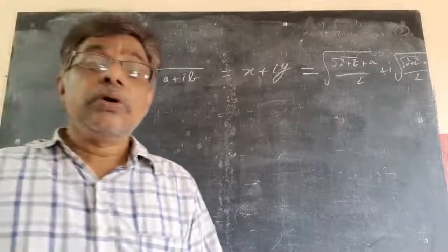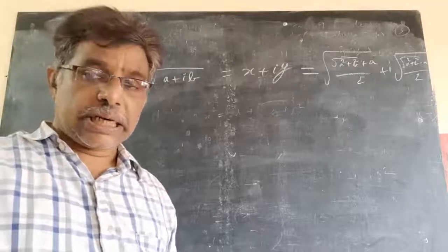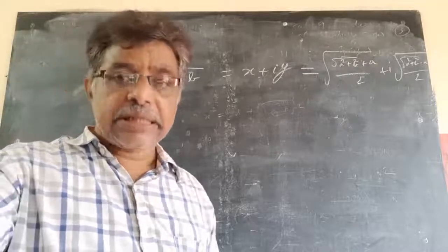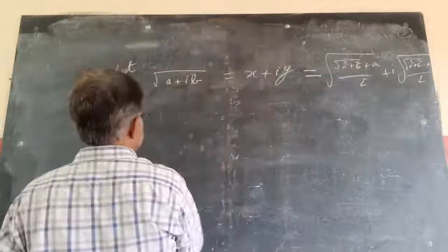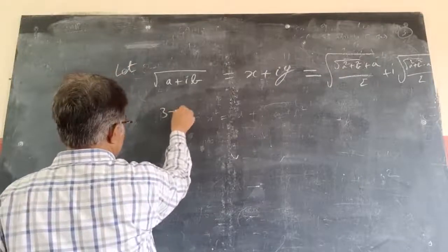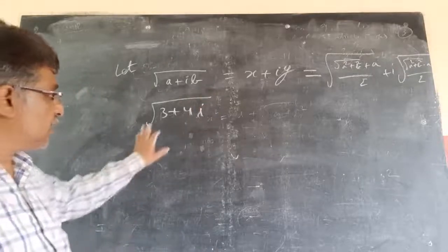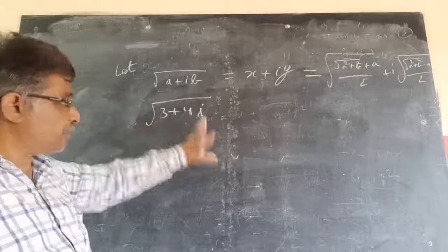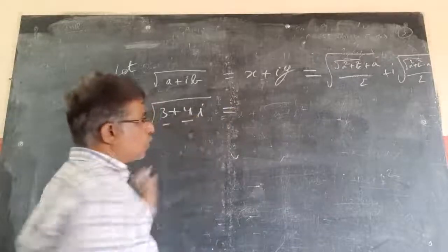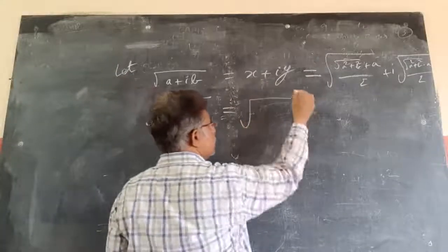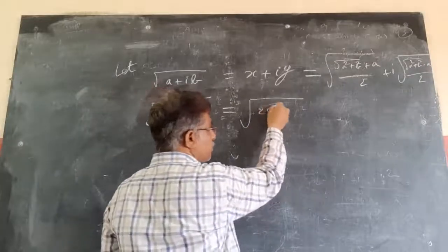Now we'll do one sum so that you can understand easily, and then we'll close this exercise. The sum is: find the square root of 3 plus 4i. So I can use the formula directly. a is 3, b is 4. Apply the formula: the square root of 3 square plus 4 square, which means root 25, is 5.